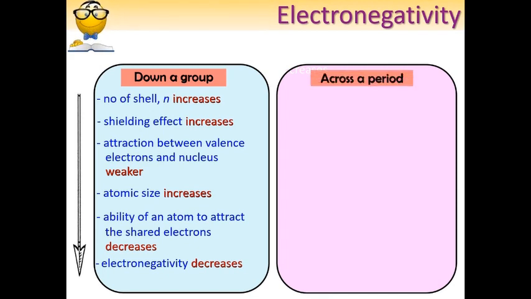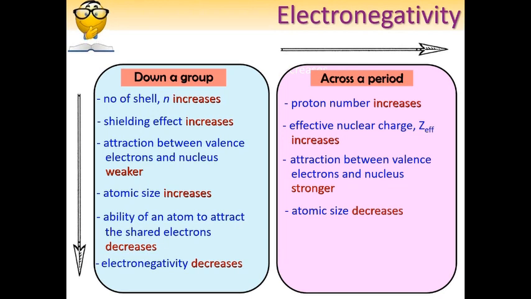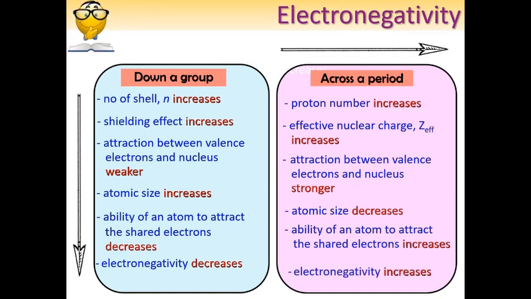When going across a period, proton number increases, so effective nuclear charge, that is Zeff, increases. It will cause the attraction between valence electron and nucleus to be stronger. As atomic size decreases, the ability of an atom to attract the shared electrons increases. Thus, electronegativity increases.